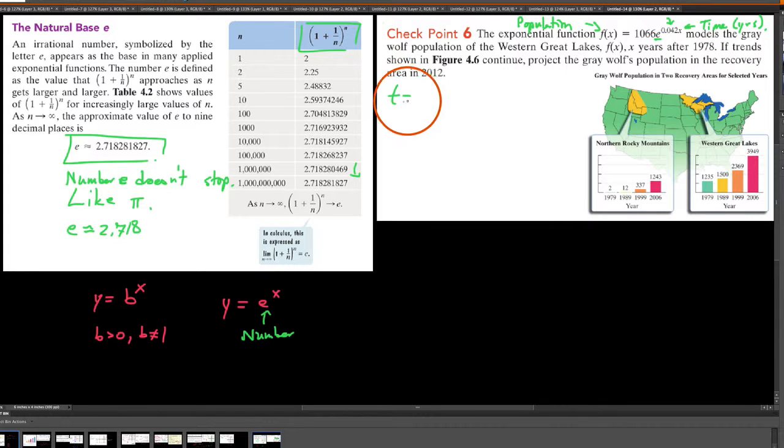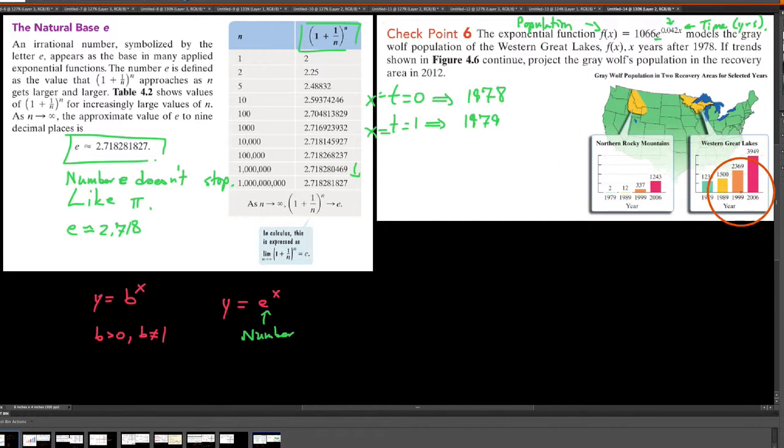One thing I want to mention here is this: t equals 0 would represent the year 1978. So if I were to say t equals 1, we would really be referring to the year 1979, just to be clear on that. Not that t equals 1 is important, but I want you to understand that that's what t represents, and by t, I certainly mean x here. Sorry, I'm so used to using time for x. We say x represents time in years, and x equals 0 refers to 1978. If the trends shown in this figure continue, project the gray wolf's population in the recovery area in 2012.